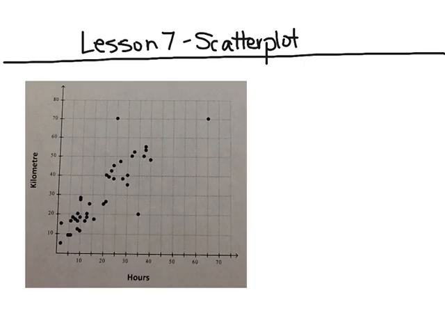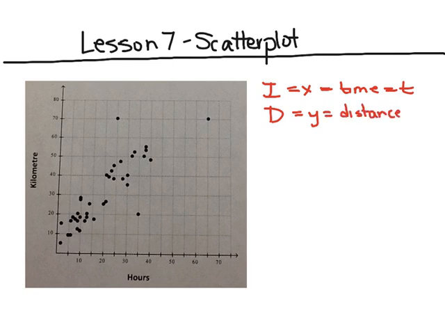So looking at this graph, we have hours and kilometers. So what we're going to do is define our independent and our dependent. Independent is x, so it's time, we'll call it t, in hours, and our dependent is our y, and it's our distance, which is in kilometers, so we will call it d.